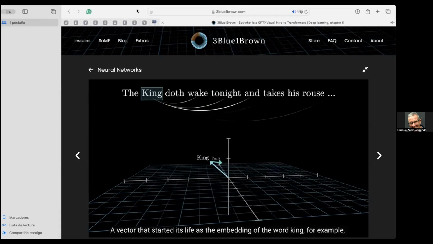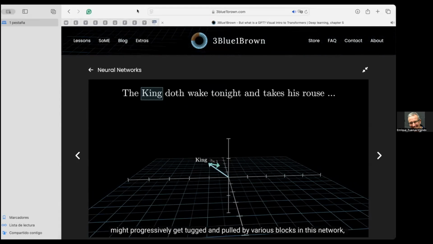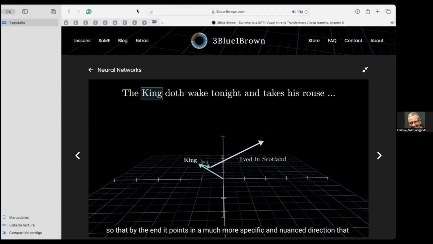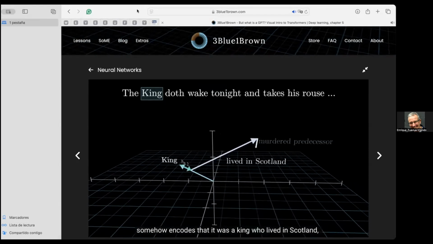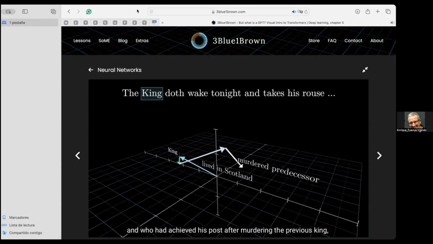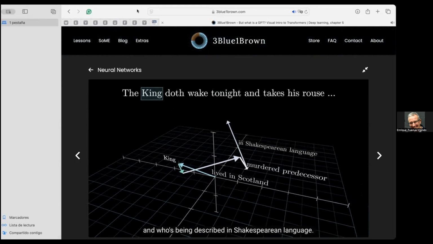A vector that started its life as the embedding of the word king, for example, might progressively get tugged and pulled by various blocks in this network, so that by the end it points in a much more specific and nuanced direction that somehow encodes that it was a king who lived in Scotland, and who had achieved his post after murdering the previous king, and who's being described in Shakespearean language.